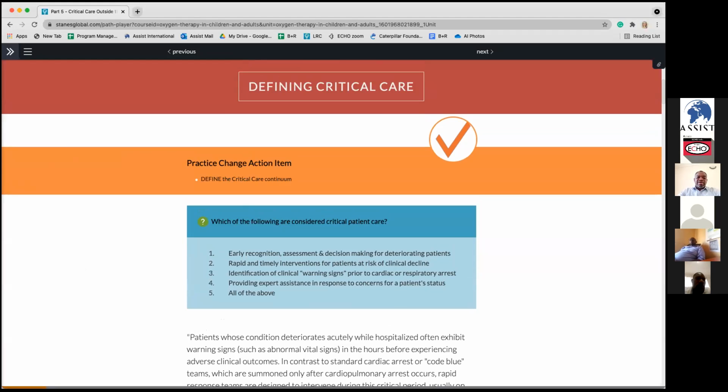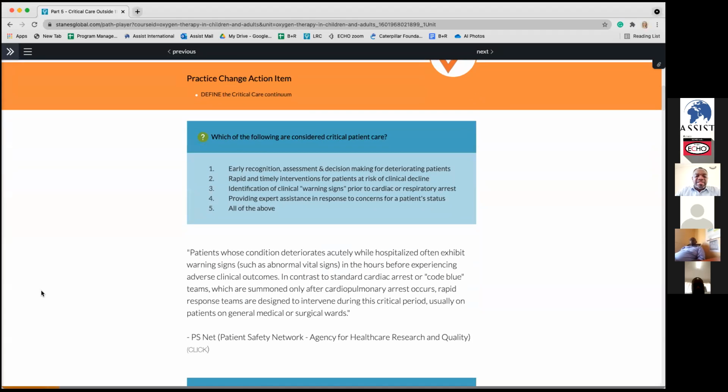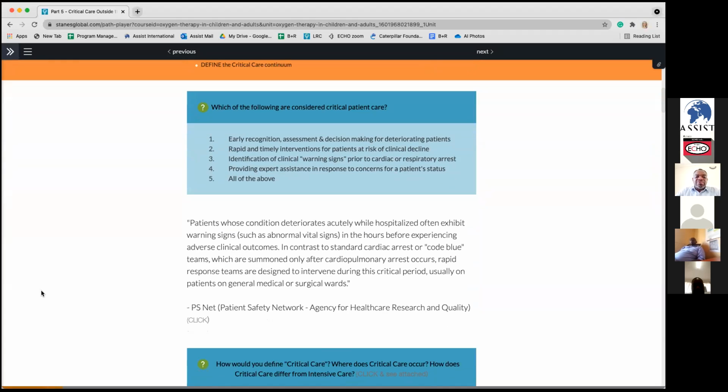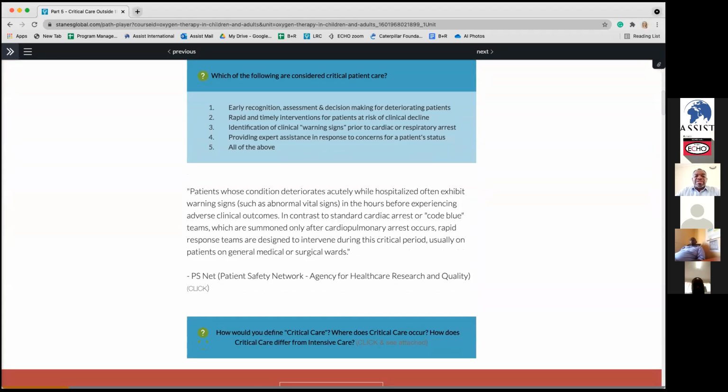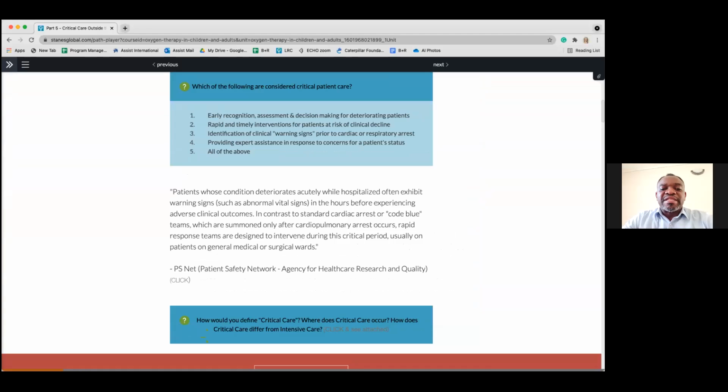And when you look at the statement posted just below this question, a patient whose condition deteriorates acutely while hospitalized often exhibits warning signs. Those warning signs are the signs that will let you say, my patient is now critical. It might need ICU type of care. So that's a big difference that we can pick between ICU and critical care.